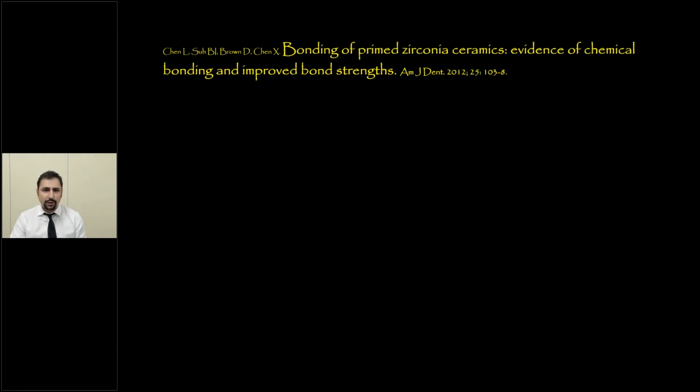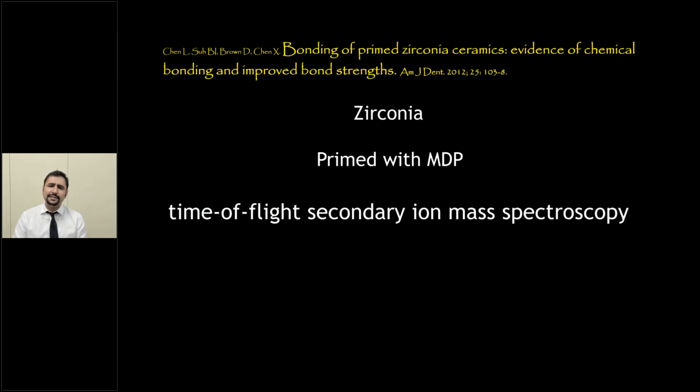In 2012, this group tested the bonding of primed zirconia ceramic, wanting to see if it can really bond to zirconia or not. They used zirconia samples, primed them with an MDP-containing primer, and did a test named time of flight secondary ion mass spectroscopy. Essentially, they scraped a part of the surface to get some molecules out of the zirconia after it was primed with MDP, to see if there is really a bond between the zirconia and the MDP primer.